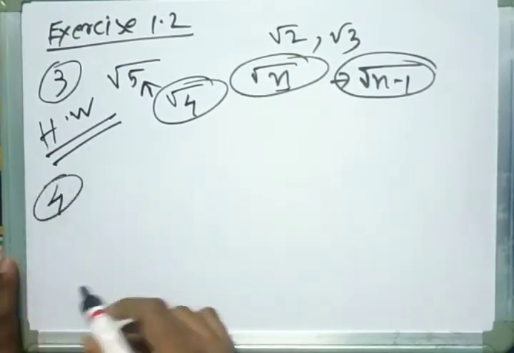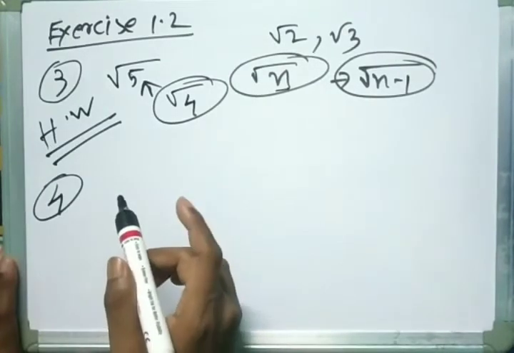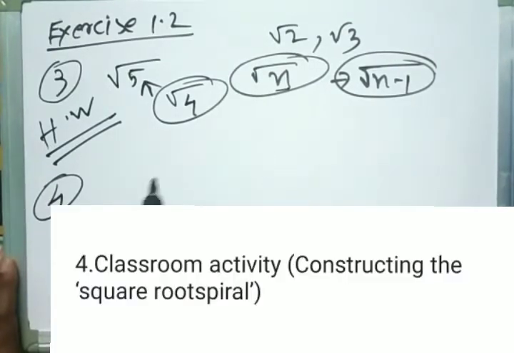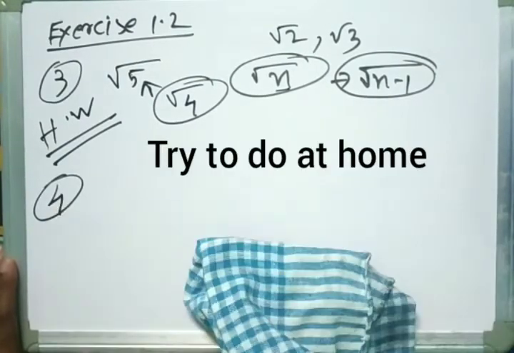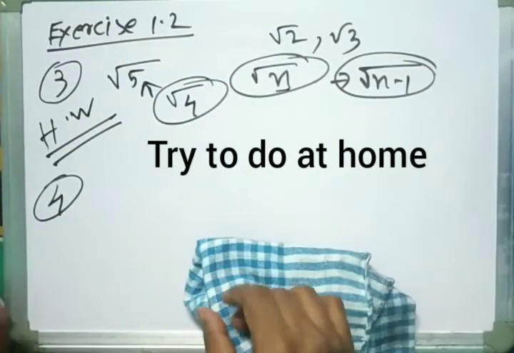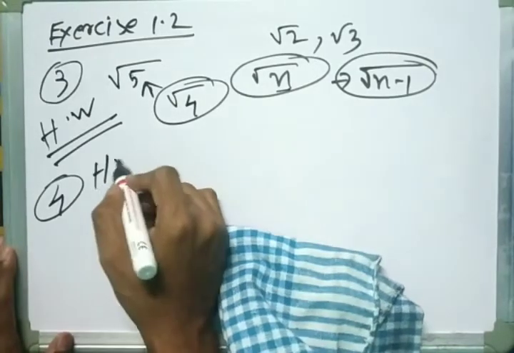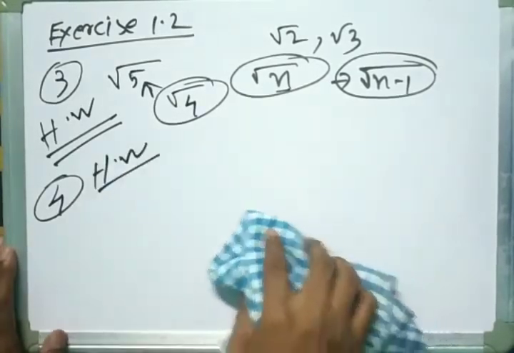Question number 4. Construct a square root spiral. You can do it. So this is also homework.